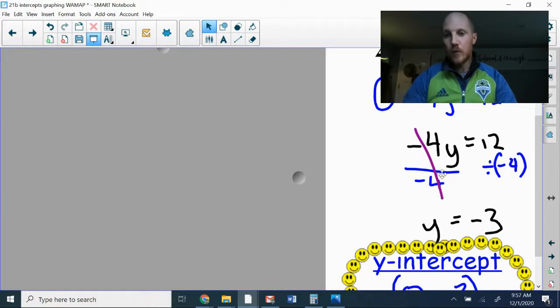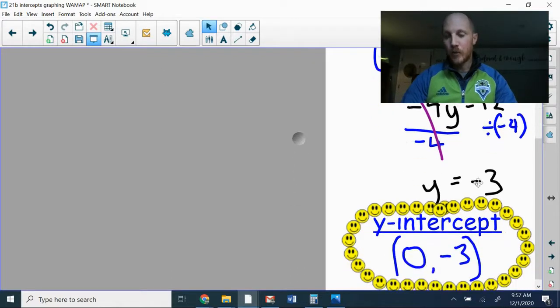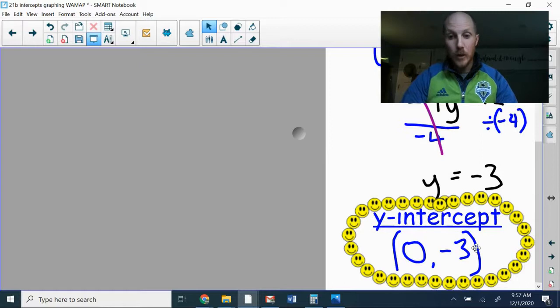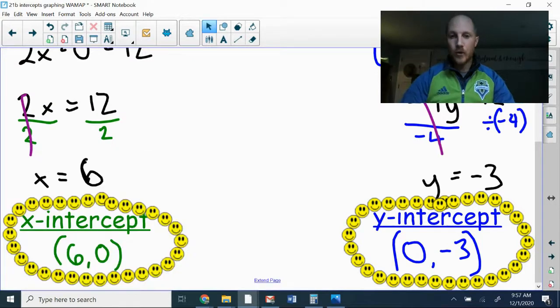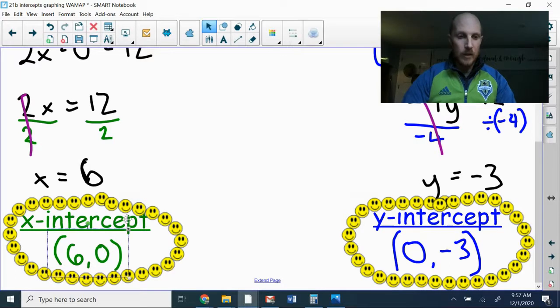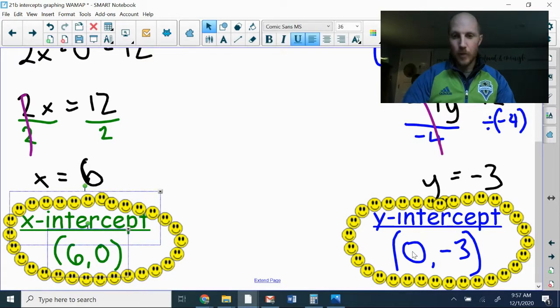So when I solve it for y, I'm going to end up at y equals negative 3, which means the coordinates for the y-intercept are going to be 0, negative 3. So my two intercepts: the x-intercept is 6, 0, and the y-intercept is 0, negative 3. So I want to copy this work and bring it with me to a graph.